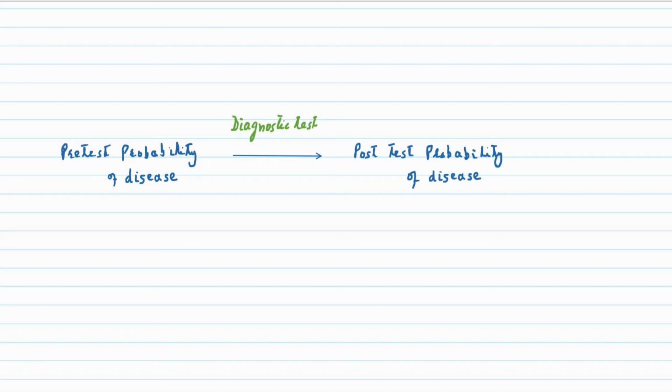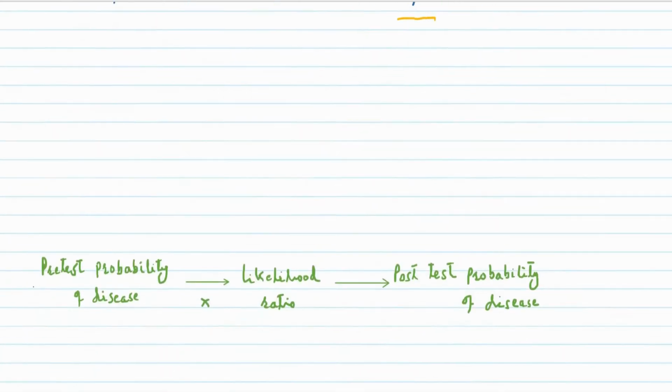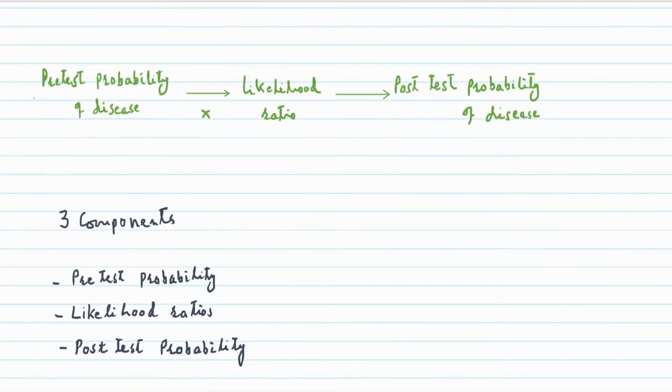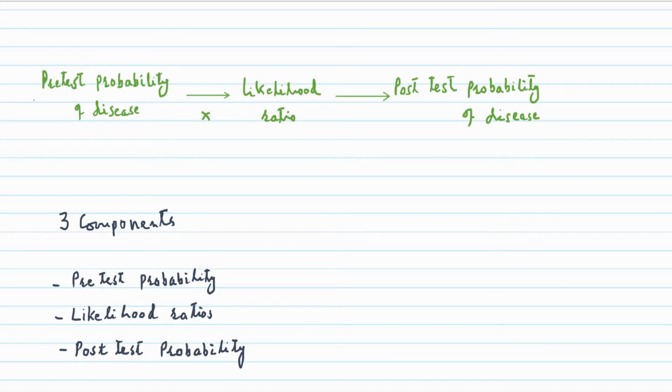Similarly, if we know the pretest probability of a disease, with the help of information from diagnostic tests, we can calculate the post-test probability of disease. In general, we estimate pretest probability first, then we calculate the likelihood ratios with the help of sensitivity and specificity of the test. By multiplying these two variables, we can calculate the post-test probability of disease.